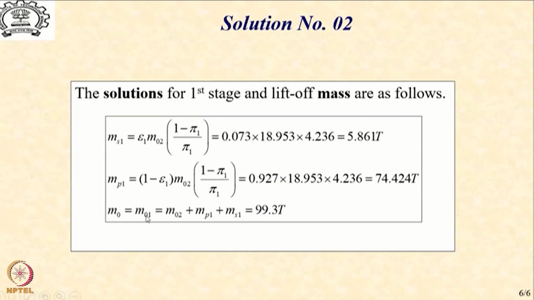Now the starting mass of the first stage, which is also the total lift-off mass, is nothing but the sum of the propellant mass of the first stage, the structural mass of the first stage, and the payload for the first stage, which is the starting mass for the second stage. If we sum up all this, what we get is 99.3 tons.